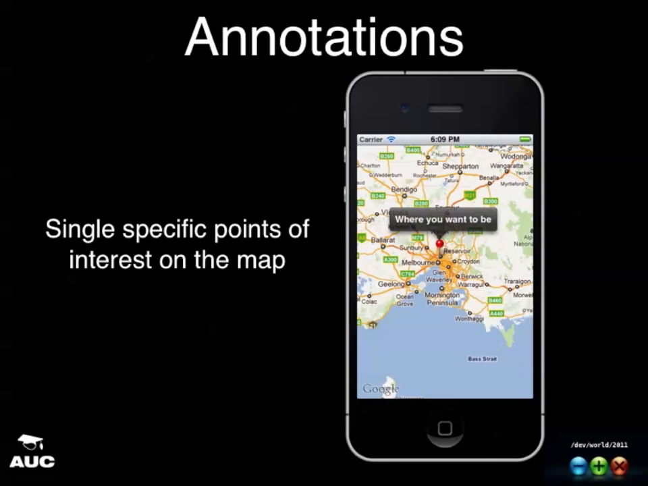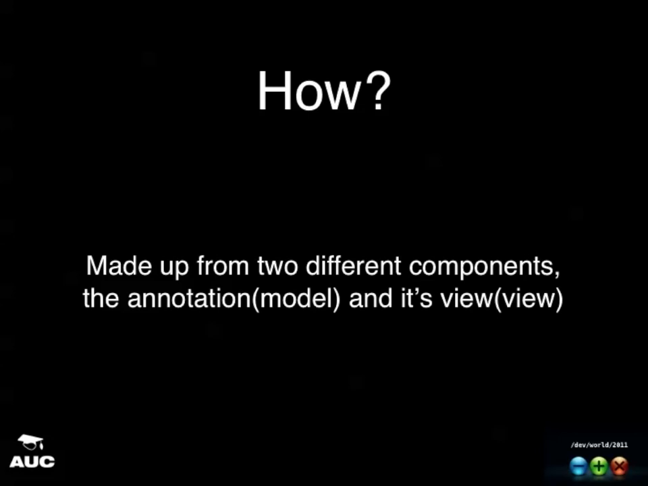The first thing we're going to start throwing onto it is annotations. An annotation is pretty simply just a single point of interest on the map. So how are we going to do this? Well, annotations are very cleverly made up of two different bits: the annotation, which is its model, and its view, which is its view. That whole MVC thing Apple loves.